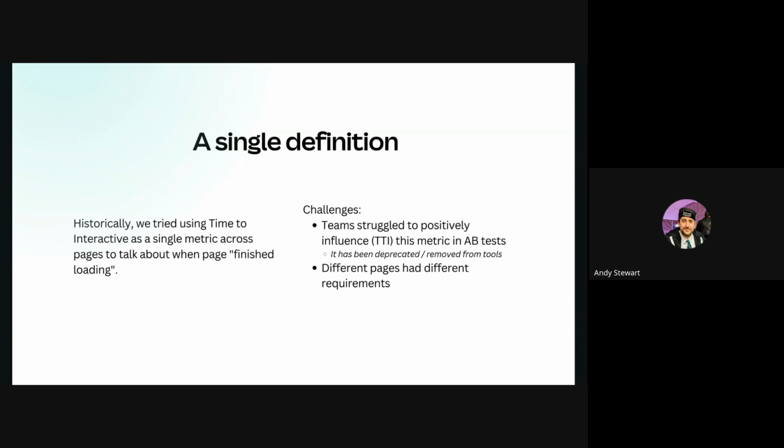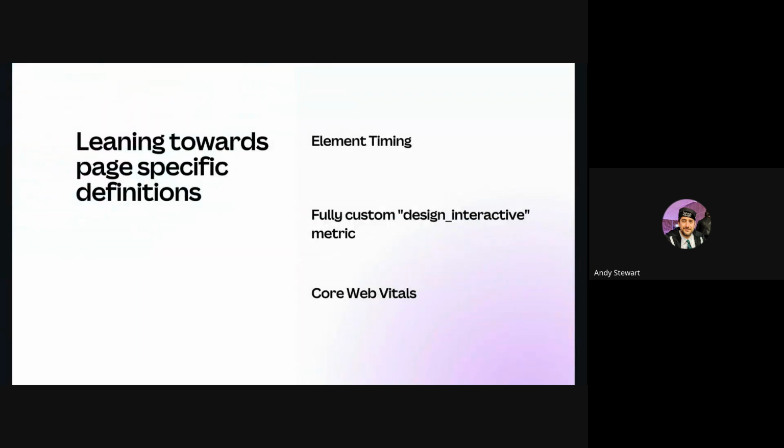Teams found it hard to move that metric in one way or the other based on A/B tests. And we also found that different pages had very different requirements. Some pages don't necessarily need to be interactive. If they're just viewing something, it's not a very meaningful metric for the way that we thought about those pages. So now we're leaning more towards individual page-specific definitions.